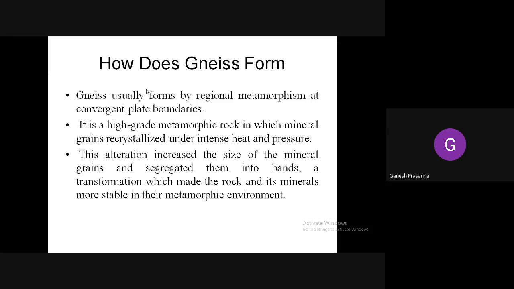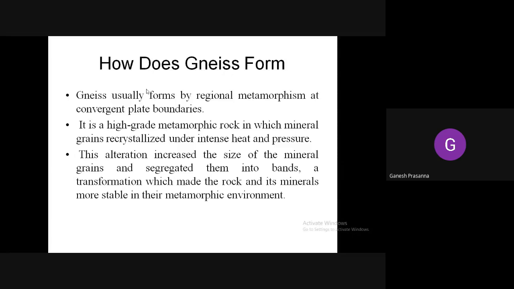So whenever there is continental plate convergence or oceanic plate convergence, when two plates collide against one another, these gneisses are formed in nature. It is a high grade metamorphic rock which recrystallizes under intense heat and pressure. This alteration also increases the size of the mineral grains and segregates them into bands. The grains recrystallize only under intense pressure and heat.